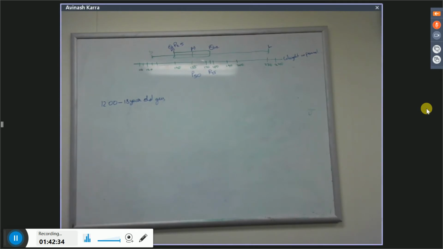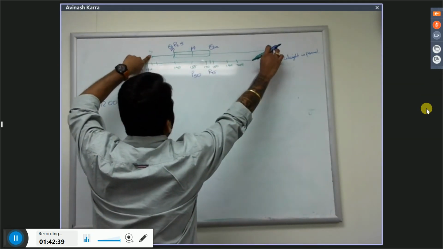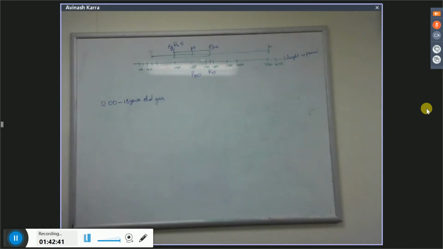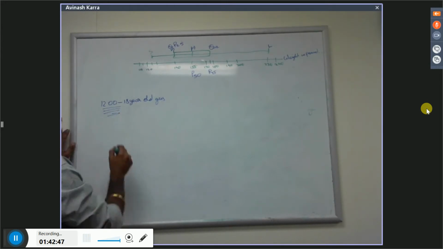In the box plot, the whole is P1 to P100. But how many students altogether? 1200. Remember, 1200 is the total number of students. Very important.